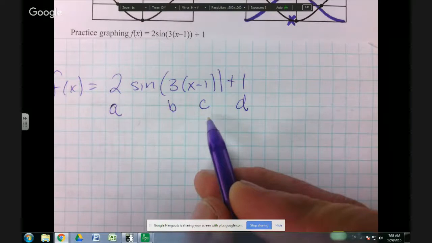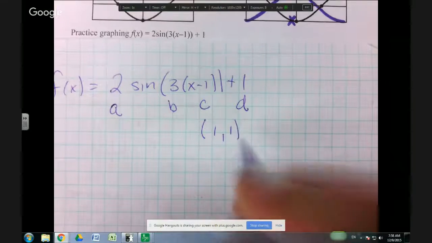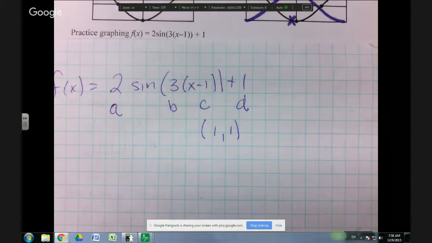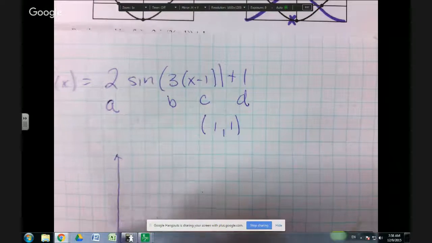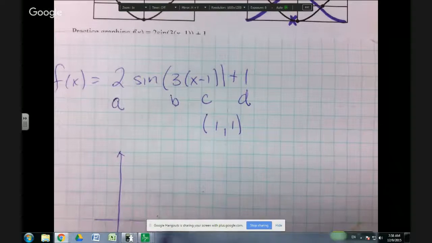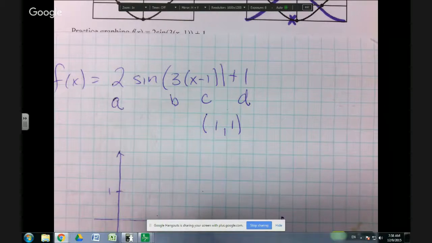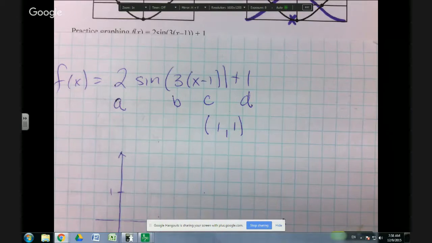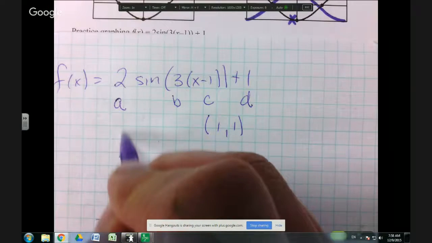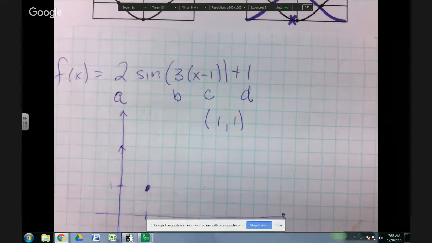CD is going to form a coordinate. So that coordinate, in this case, is 1, 1. So if you draw your grid, mine's going to be a little bit small, actually. 1, 1. There's a point, right? So that's CD.